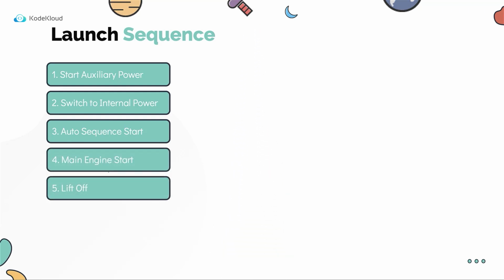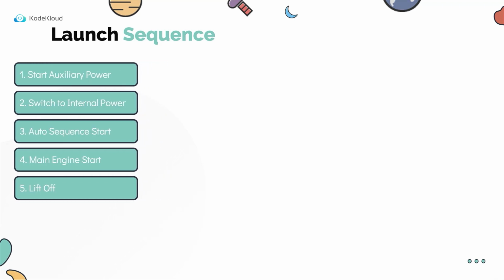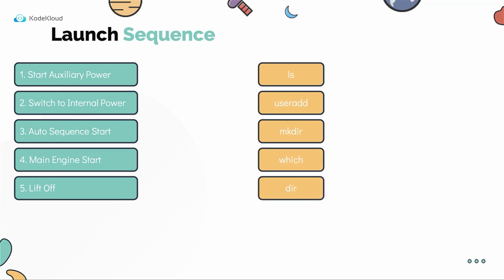Pretty simple. Now you don't need to know rocket science to execute these steps to launch a rocket. The rocket scientists have been very resourceful in creating commands that you can run to launch a rocket. So like your usual Linux commands such as ls or useradd or mkdir, which or directory, etc., you now have commands specific to rockets.